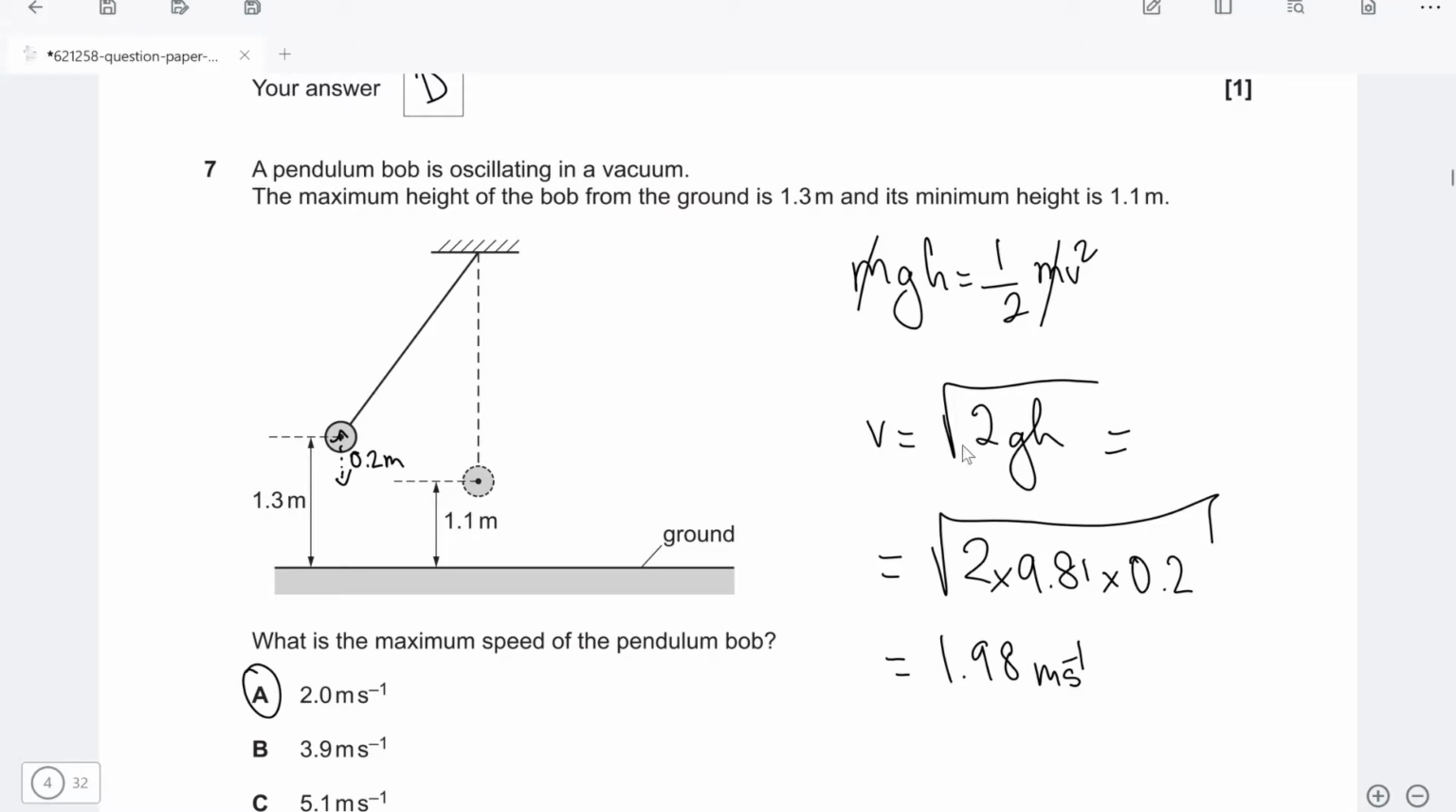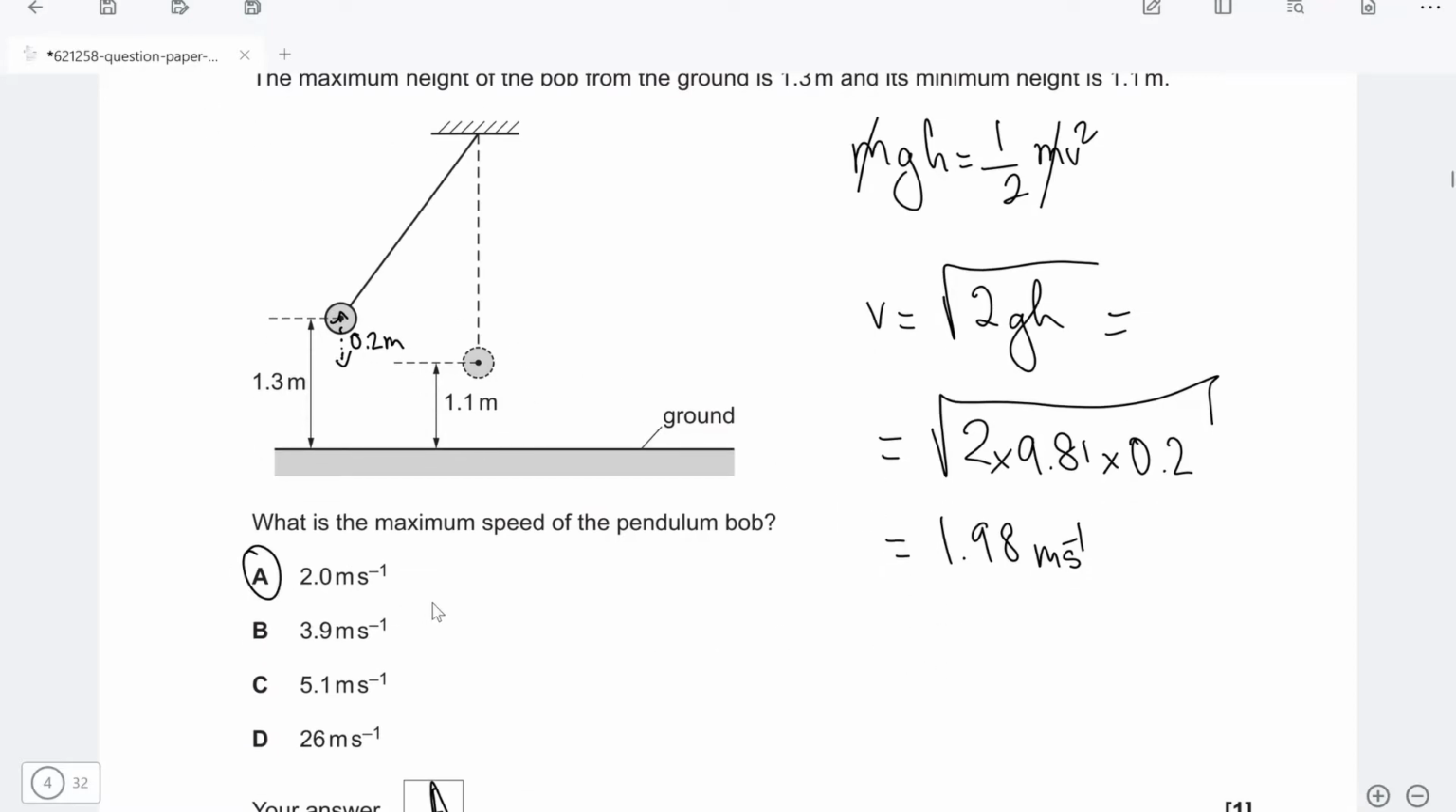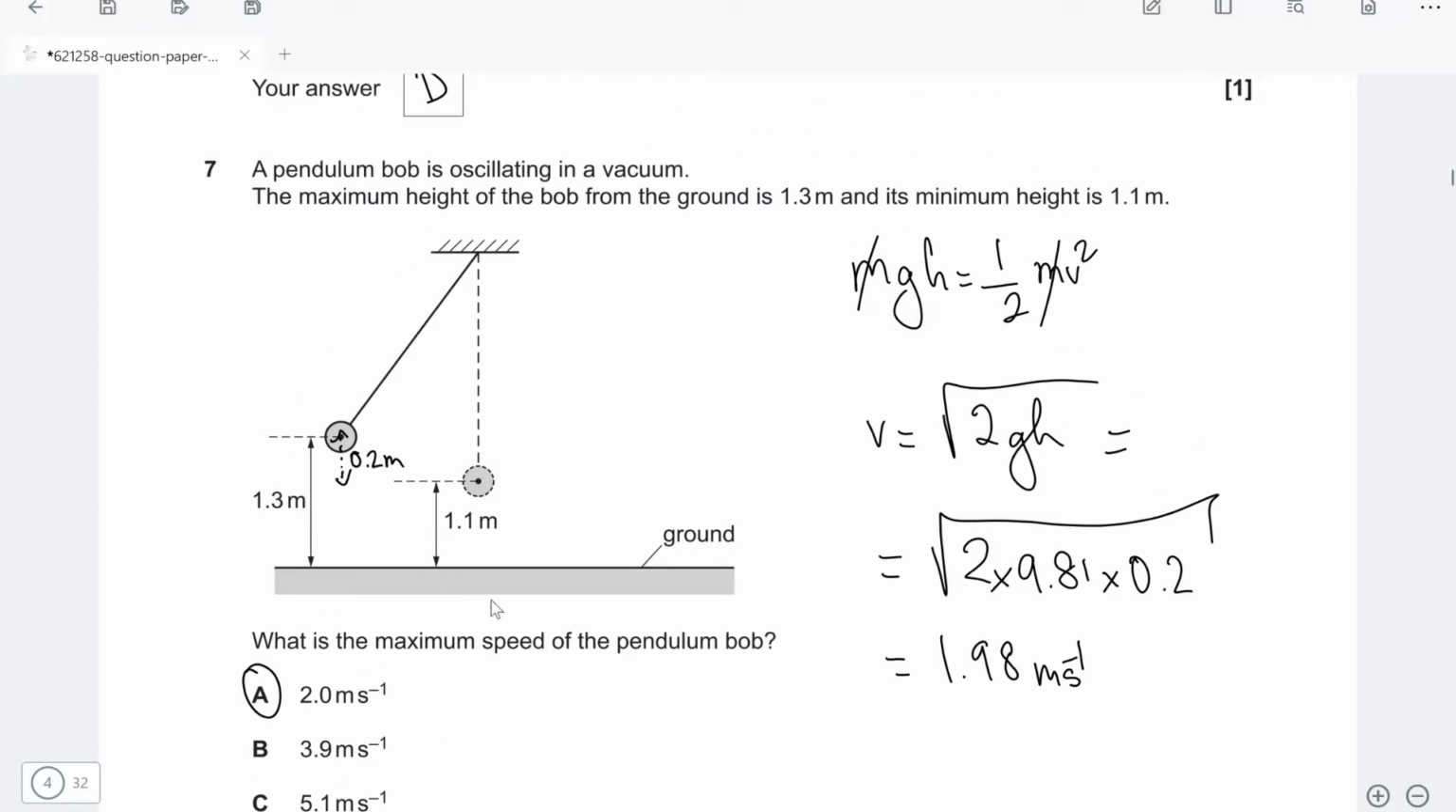Rearranging for v, we get that v is equal to the square root of 2 times the acceleration times h. 2 times 9.81 times 0.2, because that's the difference in height. Square root this, and we're going to get about 2 meters per second, and the correct answer being A.